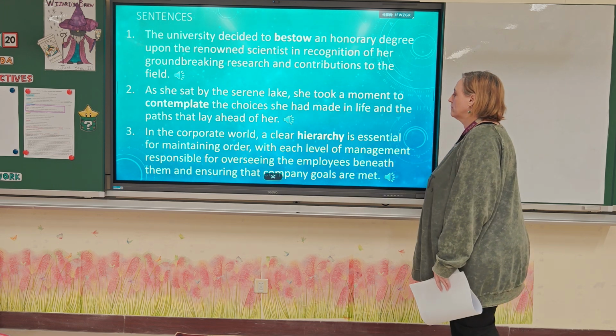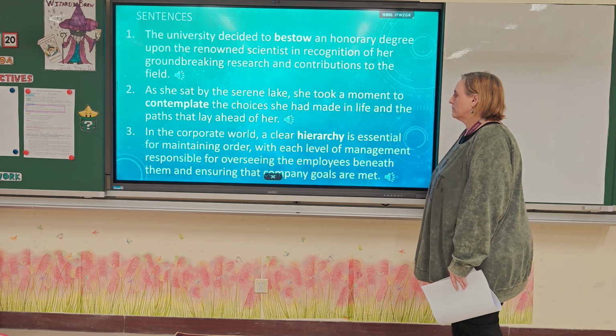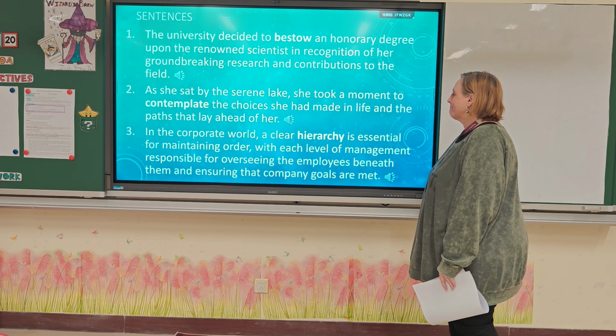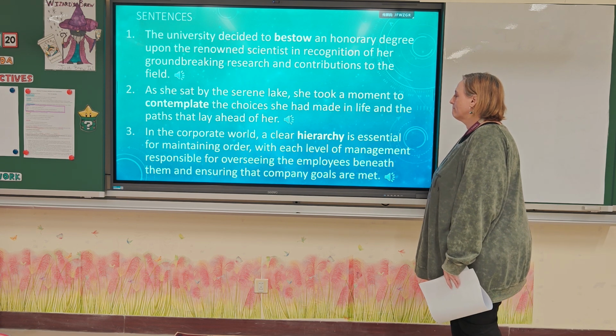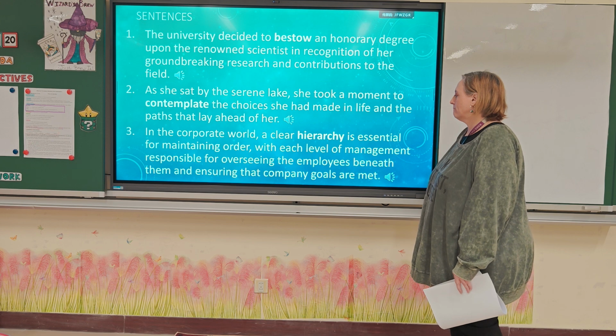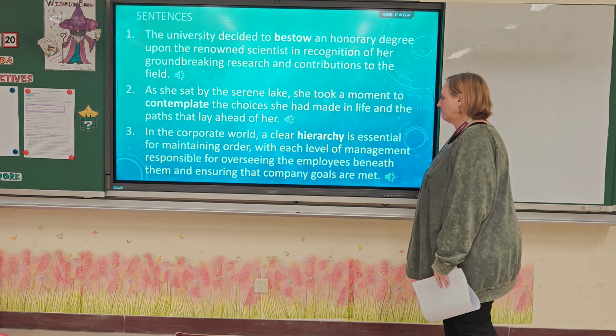In the corporate world, a clear hierarchy is essential for maintaining order, with each level of management responsible for overseeing the employees beneath them and ensuring that company goals are met.